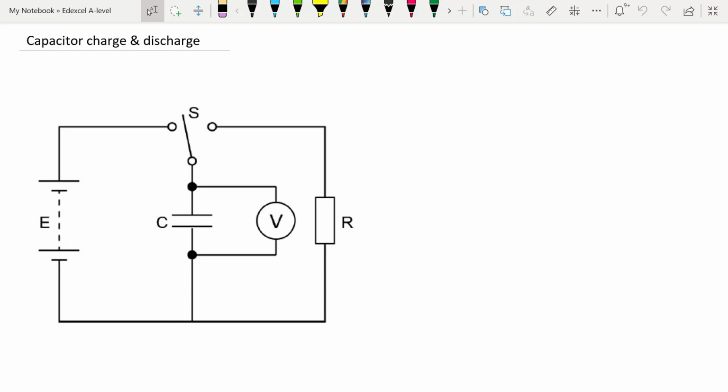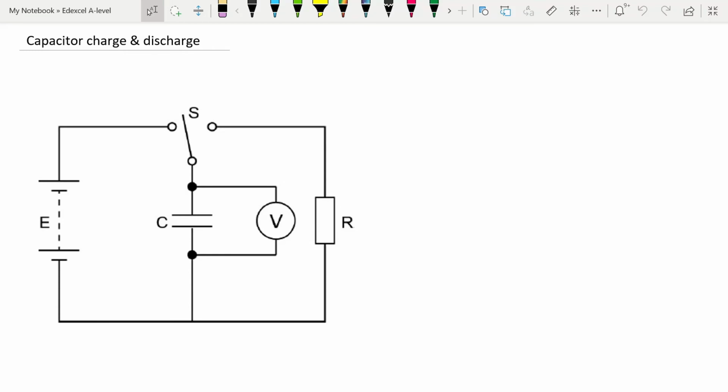So this is the circuit that you use, and if you are looking for the core practical that goes with this, I've already done a video on the core practical. I will link to it at the end of the video so you can see it. It shows you the data that you get for discharging a capacitor and also what happens when you put square wave AC through.